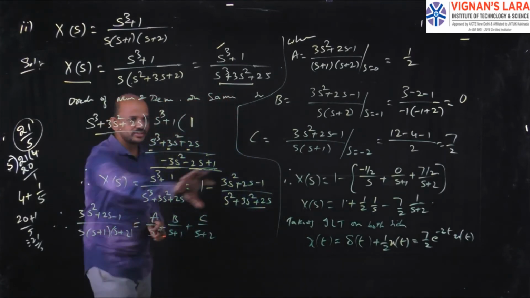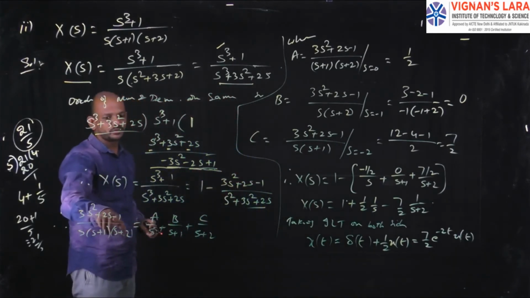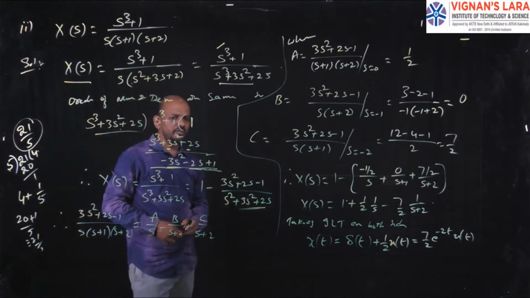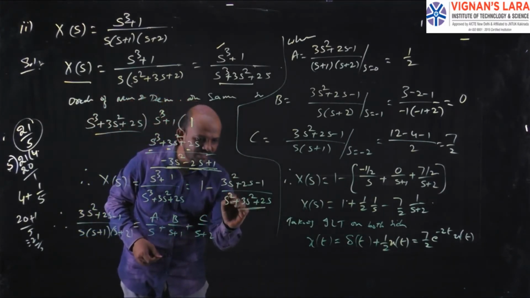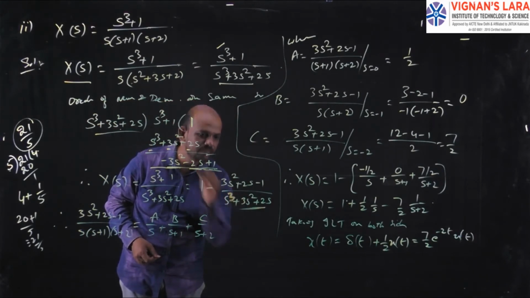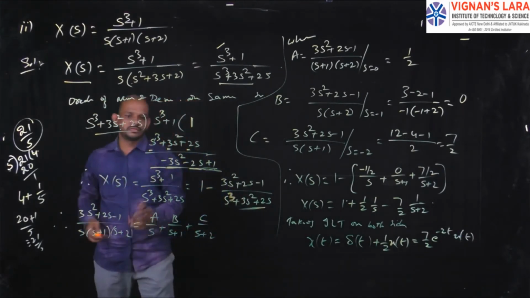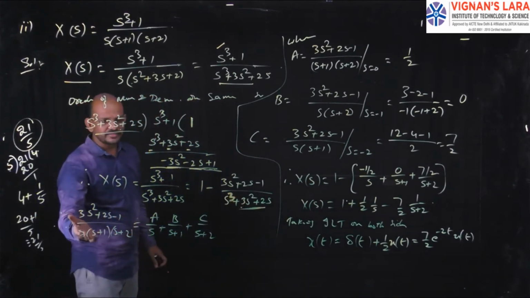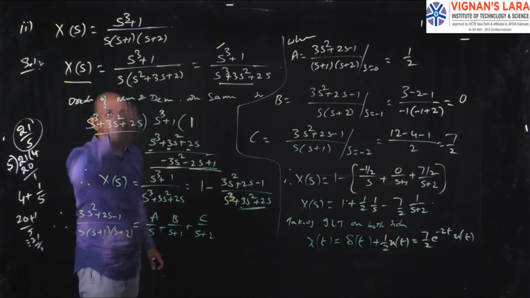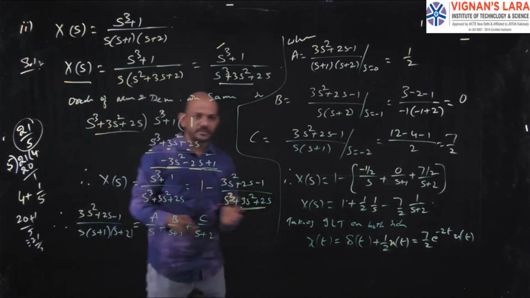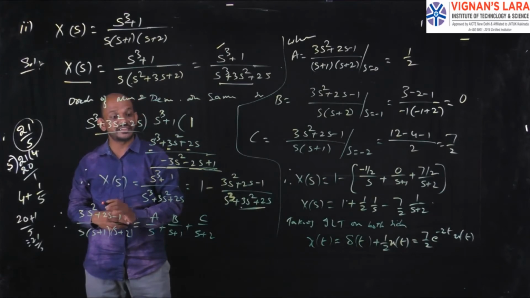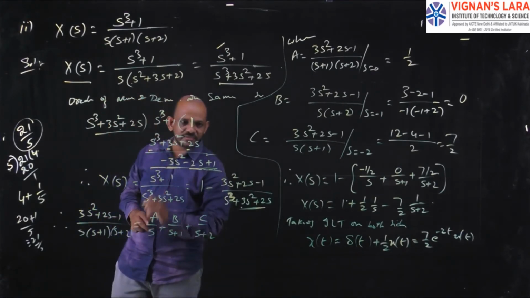Now I'm considering this one only: 3s square plus 2s minus 1 by, already I know this one. Actually this is s cube, not square. So same s cube. For this one, that is s into s plus 1 into s plus 2, the given one, that will be written as a by s plus b by s plus 1 plus c by s plus 2.